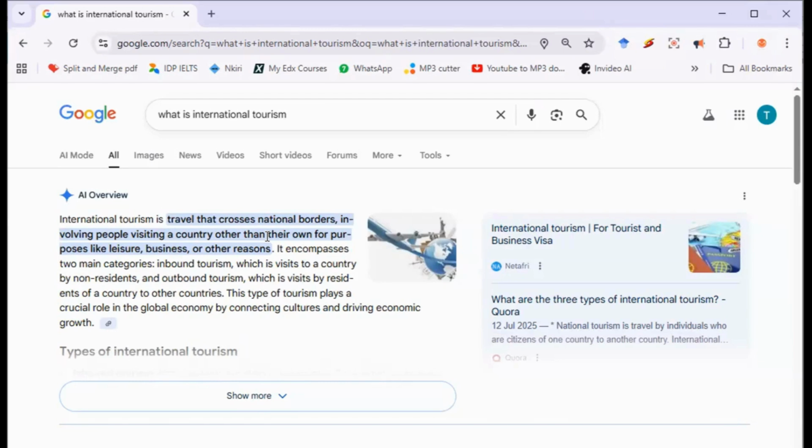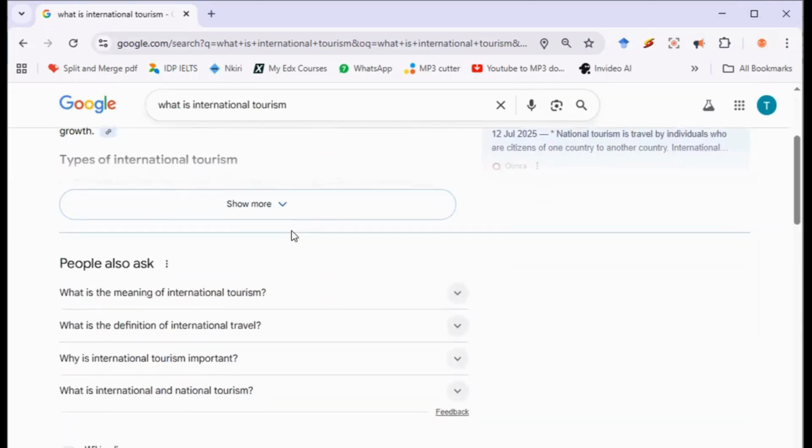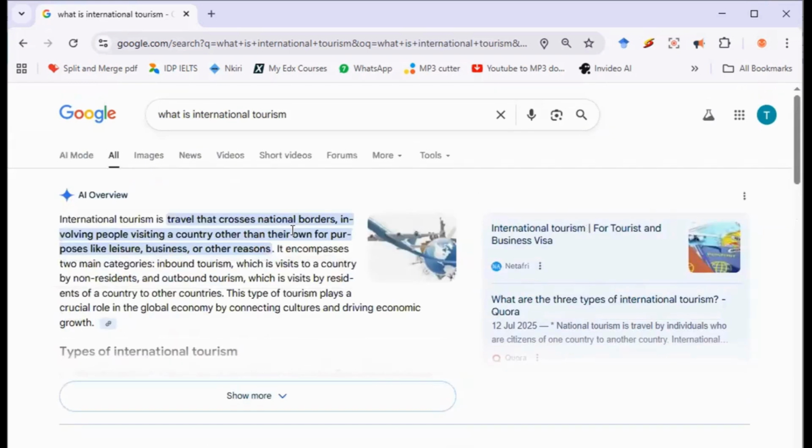Now they are adding something else that we did not really mention: purposes like leisure, pleasure one, business two, and what? Other reasons. I think the one we mentioned is what? To explore. So I think our definition is correct. So let's go back to our essay and continue with our paragraph 2.